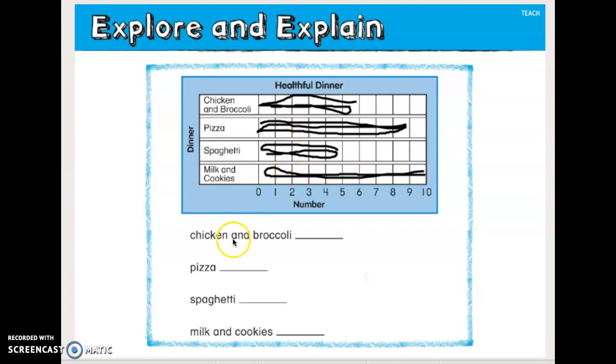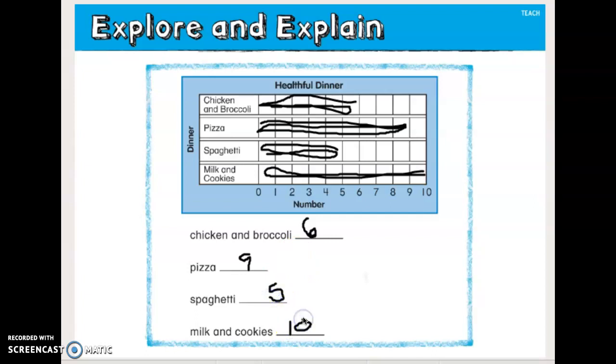And then we can look at our information and fill it out down here. So again, I would just look here. I have 6 boxes. Pizza was 9. Spaghetti is 5. And milk and cookies was 10.